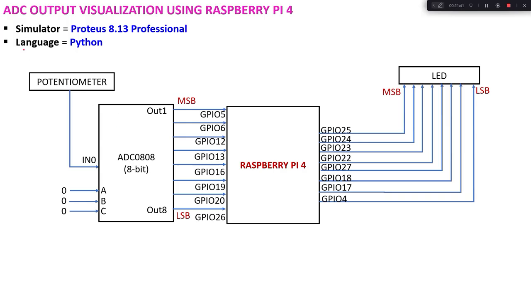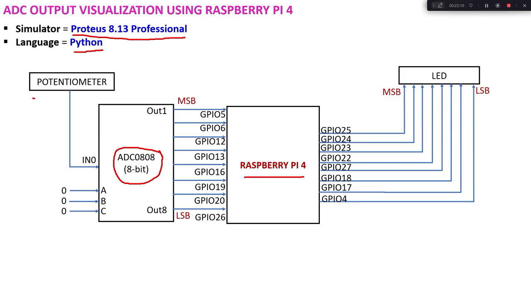So here we are going to use Proteus 8.13 Professional software for the simulation part, and the programming language is going to be Python. We don't have an ADC built into our Raspberry Pi 4 module, so we have to make use of an ADC as an external component. So we take a Raspberry Pi 4 module and connect the ADC 0808, which is an 8-bit ADC, to it.